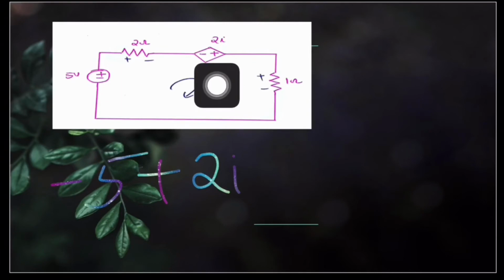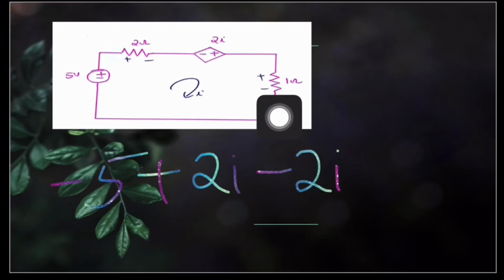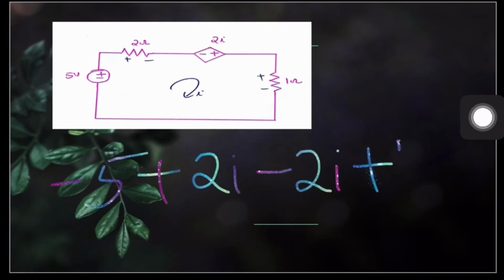After that, this dependent source 2I with the polarity mark in the order minus plus. So what term should we add to the KVL equation to represent this voltage drop? We should add minus 2I. Finally, the voltage drop across this 1 ohm, which is nothing but 1 into I, and based on the polarity mark we add a term 1 into I to the KVL equation.